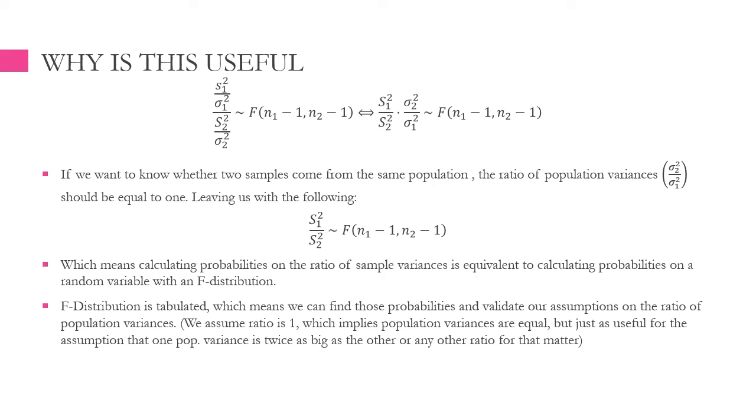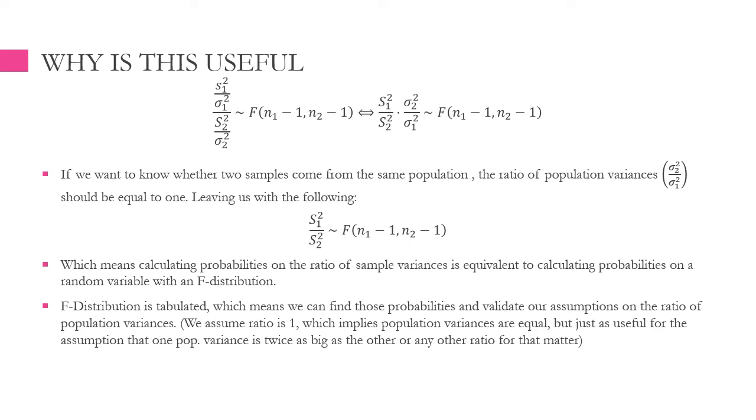So it's useful in the sense that anytime we want to validate a relationship between population variances, we can essentially do that using the sample variances. We want to validate our assumptions on the population variances, and we do that by looking at the probabilities of the ratio of the sample variances, because the ratio of the sample variances has the special distribution called the F distribution.